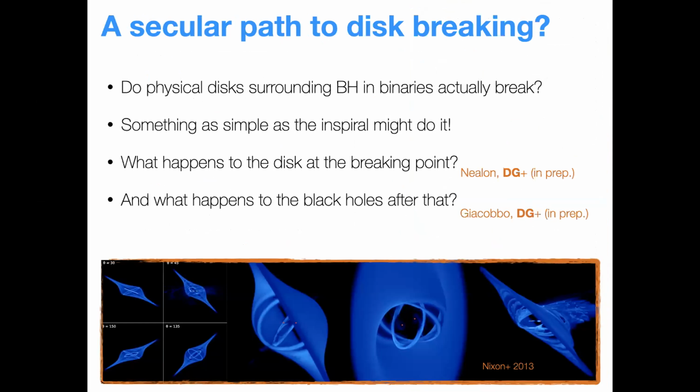So we found that through the natural inspiral of black hole binaries, black hole disks around them might actually break. And the open questions now are what happens to the disk at this breaking point, as you reach this critical obliquity, and for my LISA applications, what happens to the black hole and the black hole spins after that? And we have work in preparation on these topics. Thanks, and sorry for being over time.